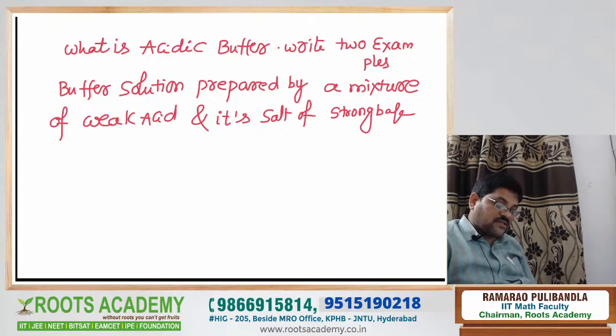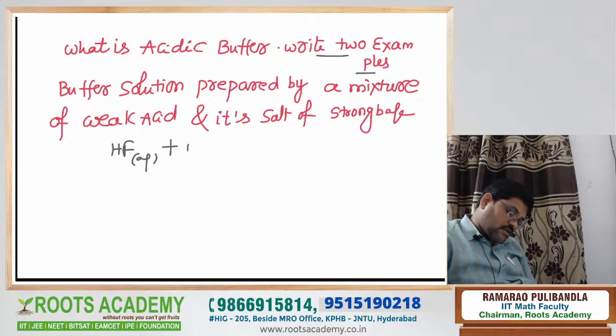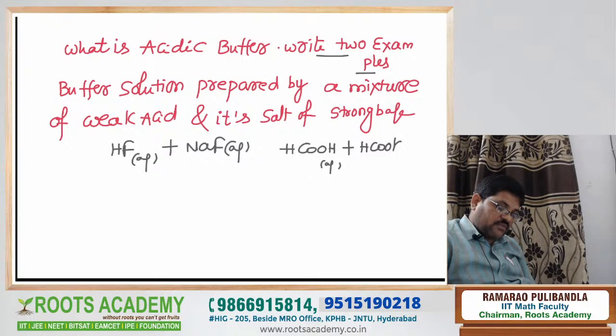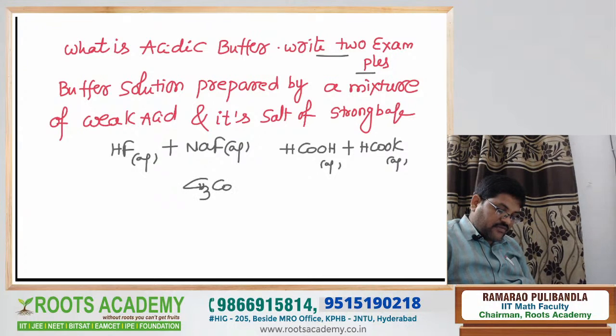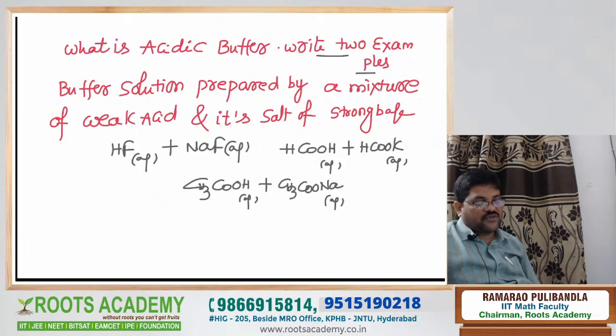Now regarding the 2 examples of that acidic buffer, take one example: HF is a weak acid and its salt of a strong base is NaF. Take the example of formic acid. Formic acid is a weak acid and its salt of a strong base is potassium formate, right? See one more example. Acetic acid is a weak acid, right? And the salt of the strong base, CH3COONa, like that. So a 1 or 2 marks question is given like that.